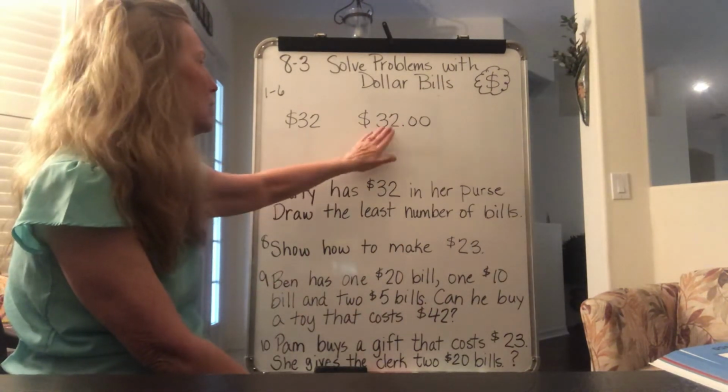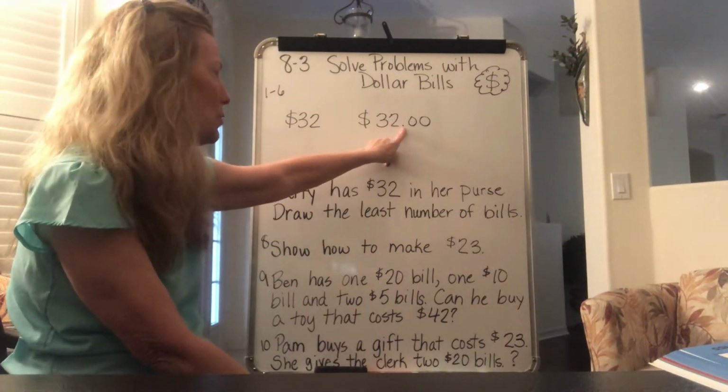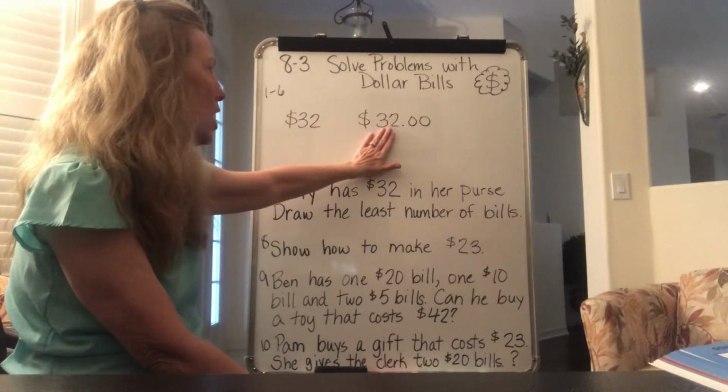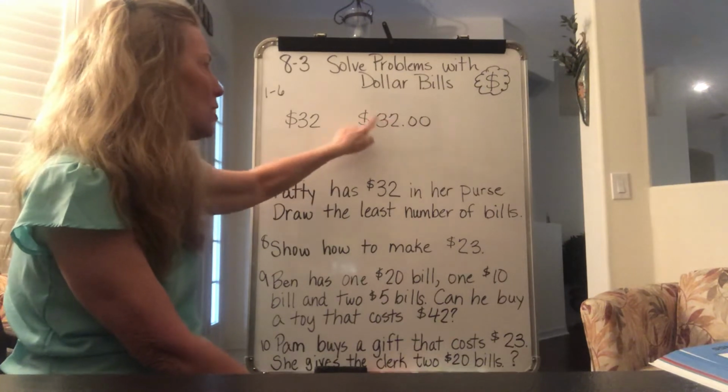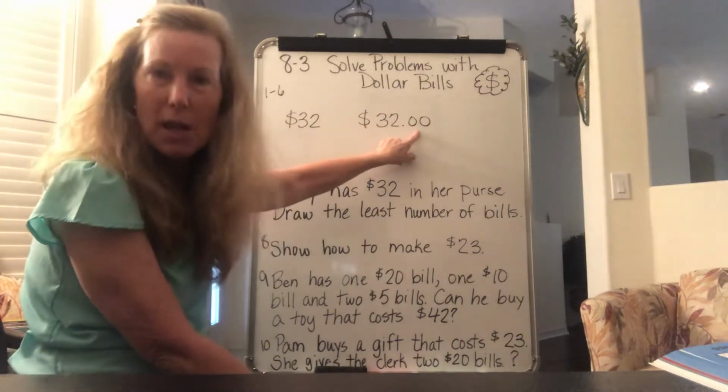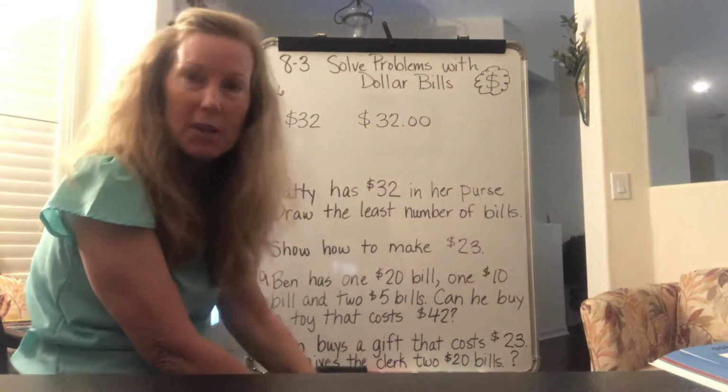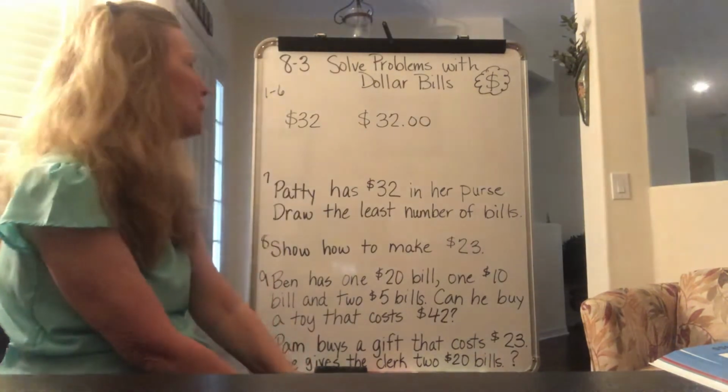$32. What that means is this little decimal right here. This is your dollars and this is your cents. So what that means is I have $32 and no cents. And you didn't have any cents. You had no coins. Okay?